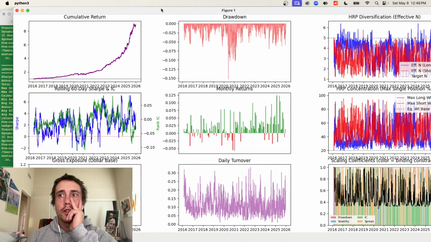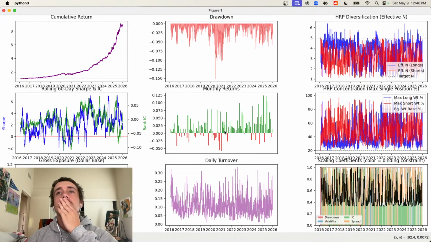Okay, the information coefficient scalar is still dominating.